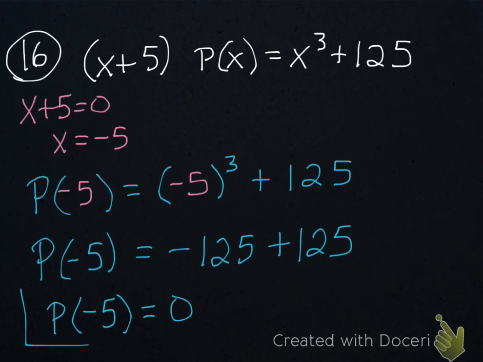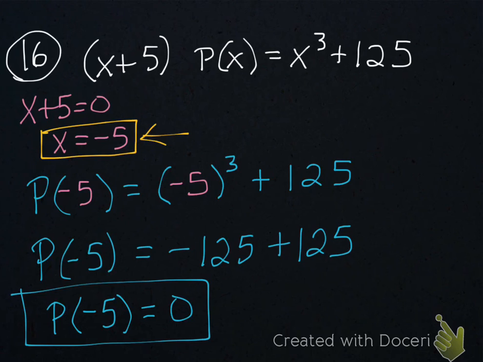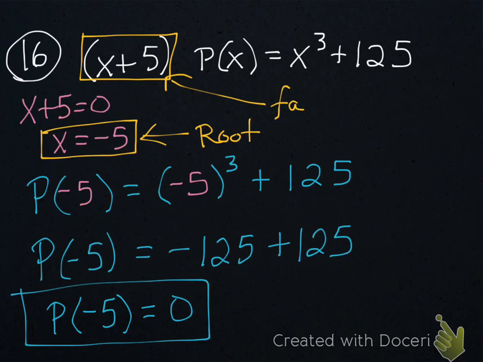Yay! We found a factor or a root. Now which one is it? Here's the fun part. X equals negative 5. Negative 5 is the root. X plus 5, that is the factor. So the factor has the x with the number in the parentheses, and the root is the solution. This concludes all the practice problems for this lesson.